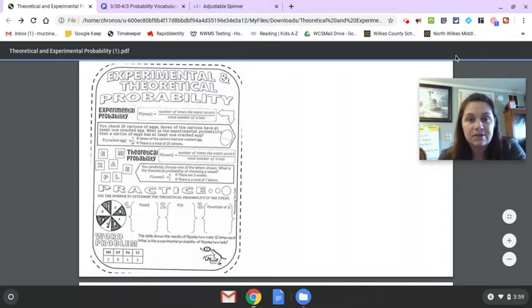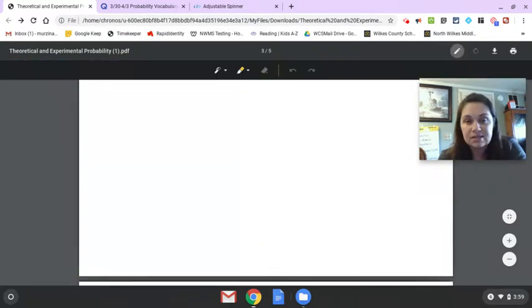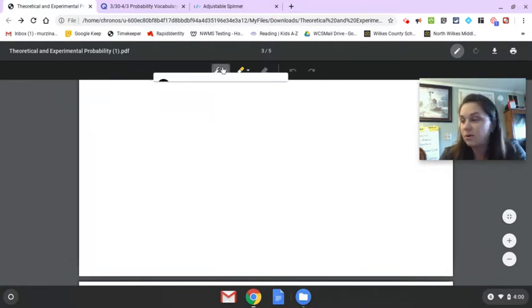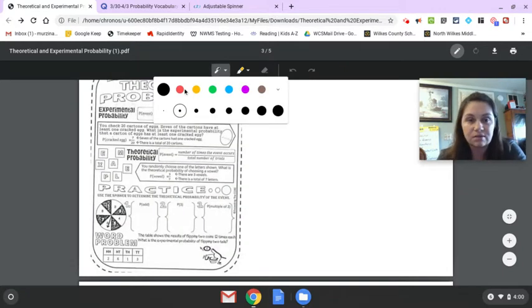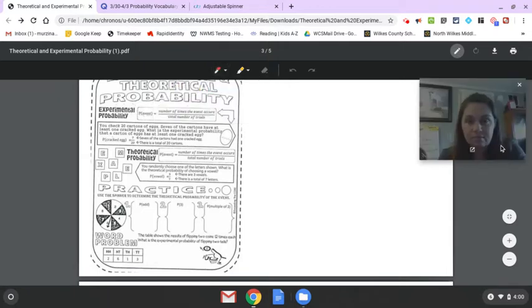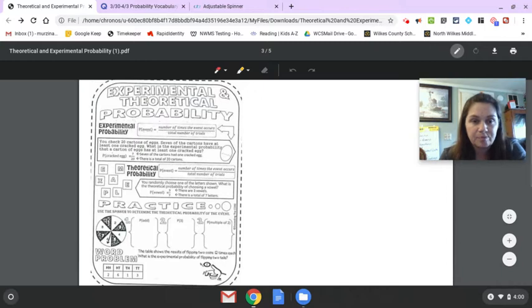It lists out the definitions, or the formula, for experimental probability first. It says that experimental probability is the number of times an event occurs divided by the total number of trials that you conduct. I'm going to change my pen ink here. So it's how many times something occurs, divided by how many times you try it out, how many trials you went through.